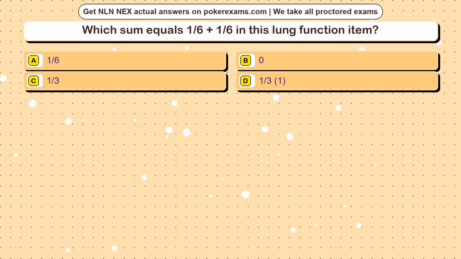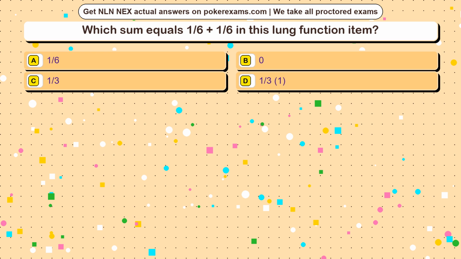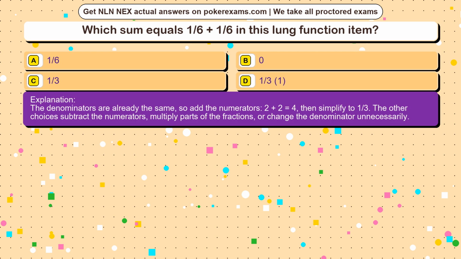Question 1. Which sum equals 1/6 plus 1/6 in this lung function item? Option A, 1/6. Option B, 0. Option C, 1/3. Option D, 1/3, 1. The correct answer is option. The denominators are already the same, so add the numerators, 2 plus 2 equals 4, then simplify to 1/3. The other choices subtract the numerators, multiply parts of the fractions, or change the denominator unnecessarily.